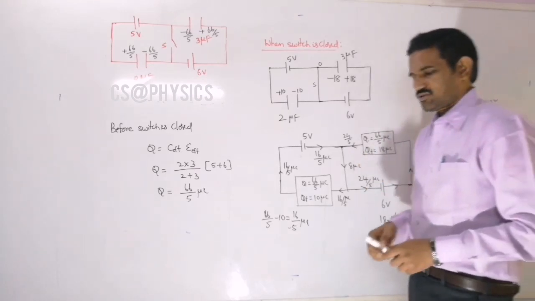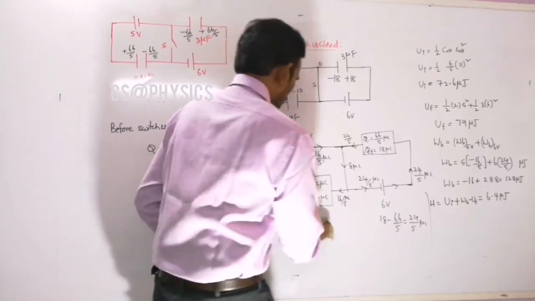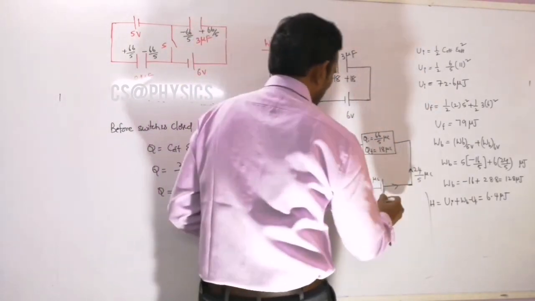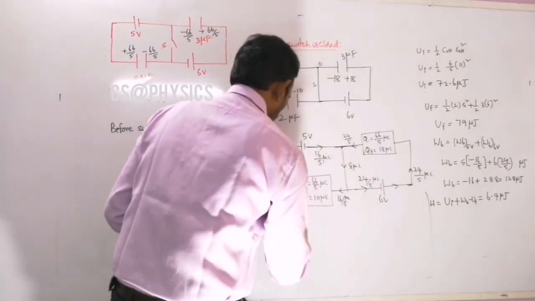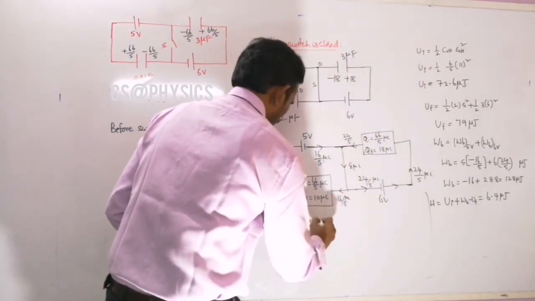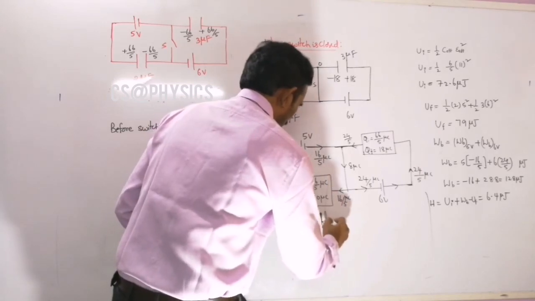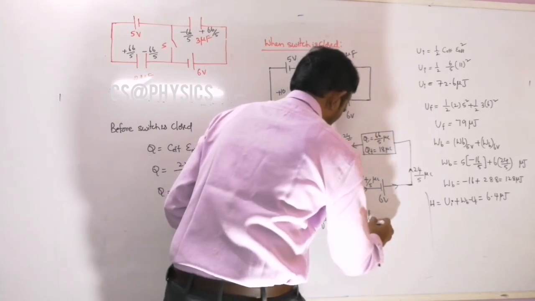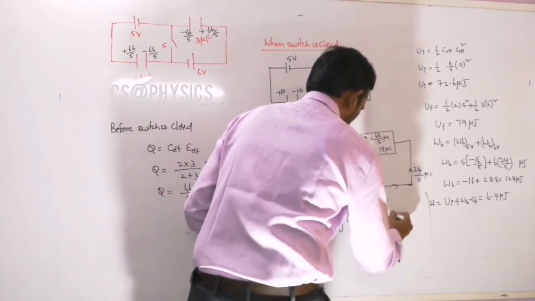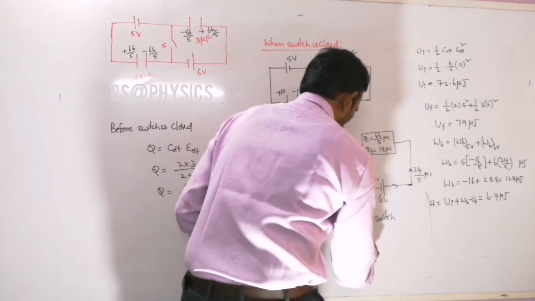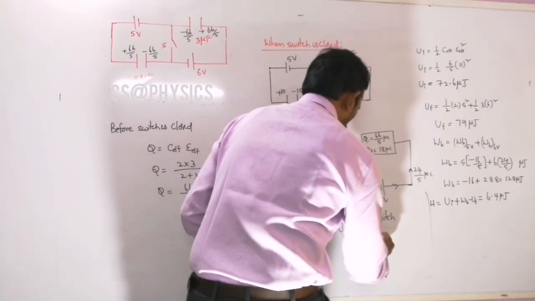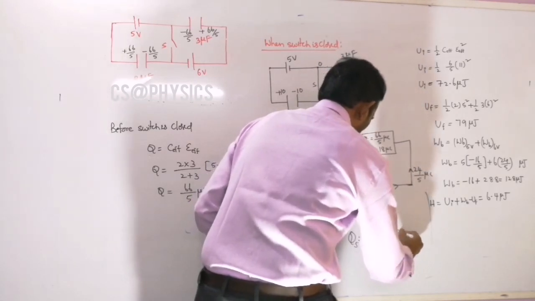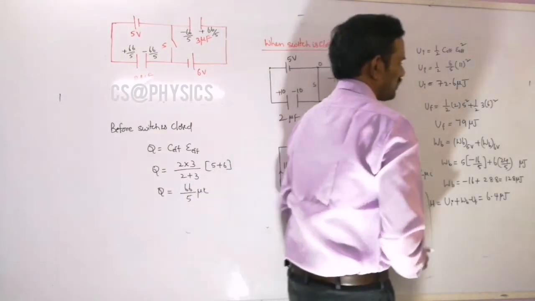So charge flowing through the switch is 8 microcoulombs. So charge flowing through the switch, I am taking it as Q_S, is equal to 24 by 5 plus 16 by 5, which is 8 microcoulombs. So it is the charge flowing through the switch.